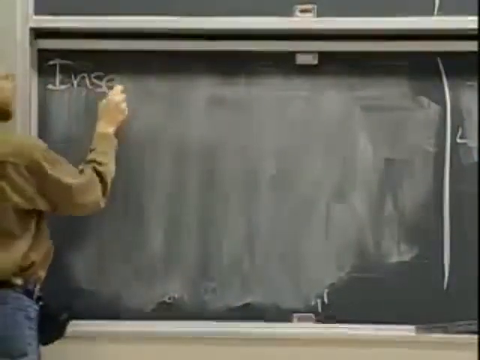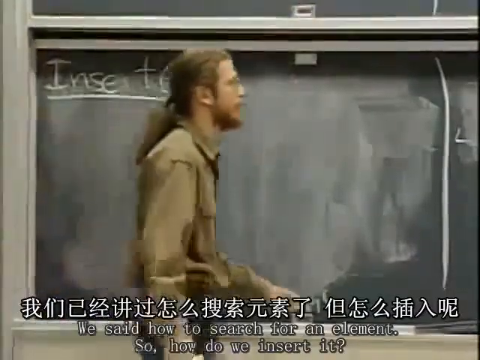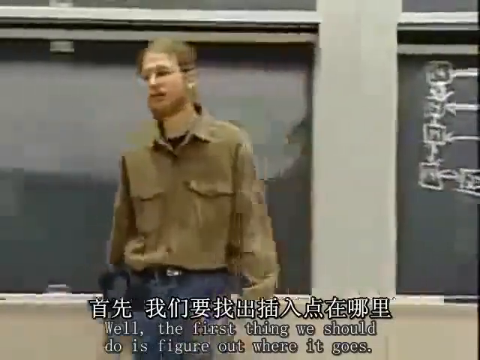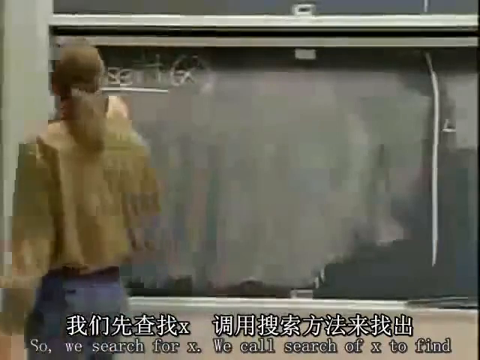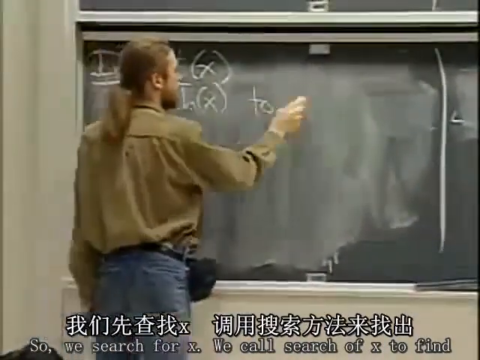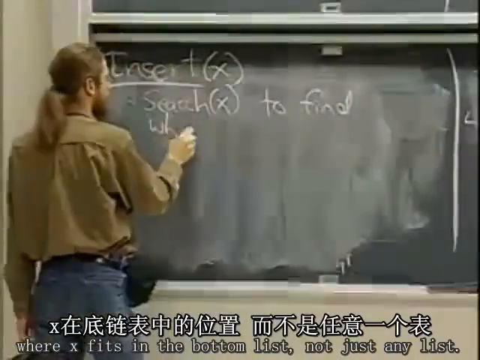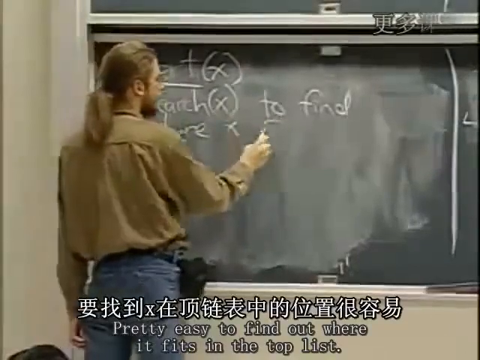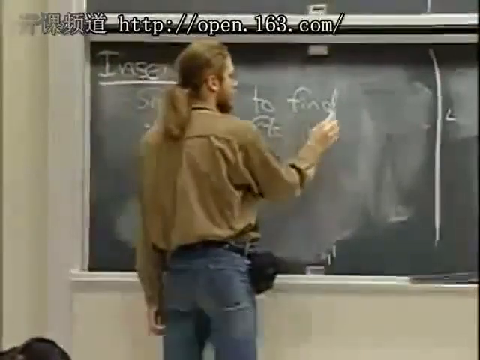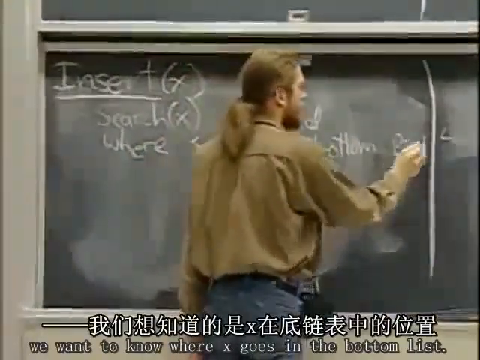better. So suppose you want to insert an element x. We said how to search for an element, so how do we insert it? Well, first thing we should do is figure out where it goes, so we search for x. So we call search of x to find where x fits in the bottom list, not just any list. Pretty easy to find out where it fits in the top list. That takes constant time. But because the top list has constant length, we want to know where x goes in the bottom list.